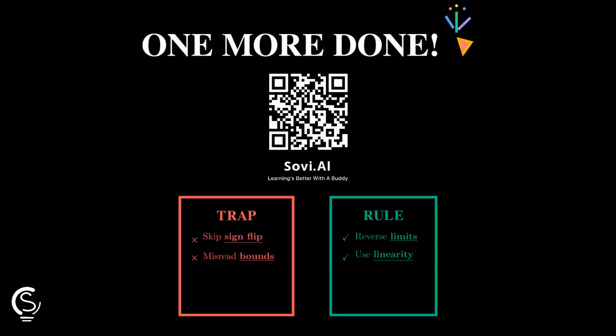Don't skip the sign flip or misread bounds, always reverse limits and use linearity properties.